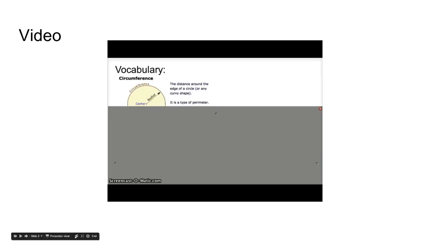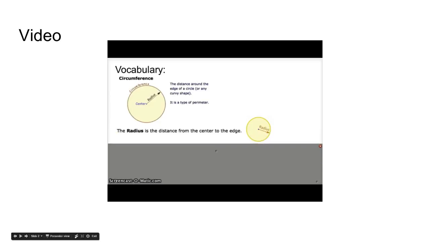There are 3 vocabulary terms that are really important for you to know. The first is circumference. You might want the circle drawn also, but circumference is the distance around the edge of a circle or any curvy shape for that matter. And it's just a type of perimeter.